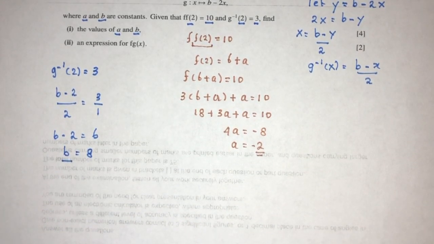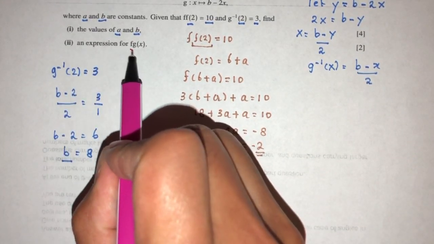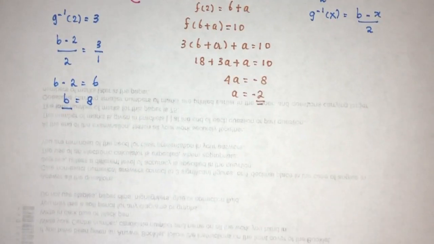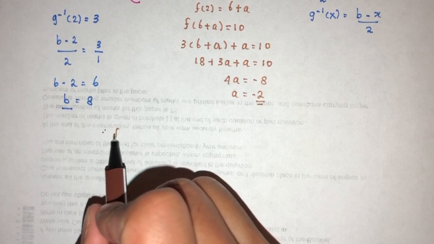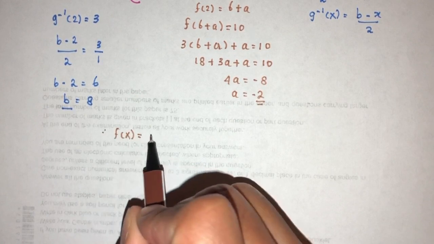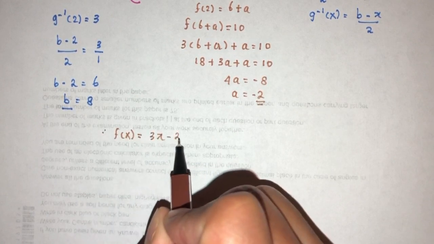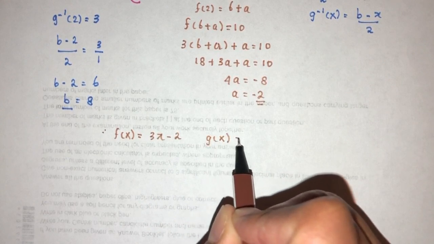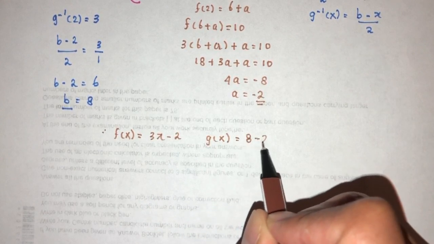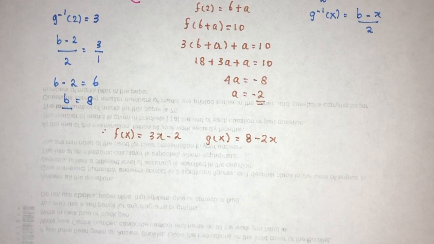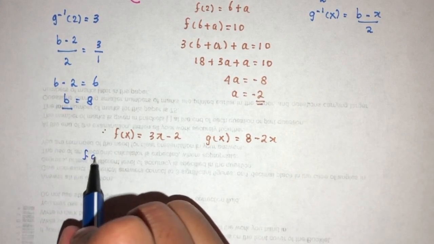Now for part 2, we have to find an expression for fg(x). So pretty easy. Now we can write down what we now know. We know that f(x) is 3x minus 2 and g(x) is equal to 8 minus 2x. So we want to find fg(x).